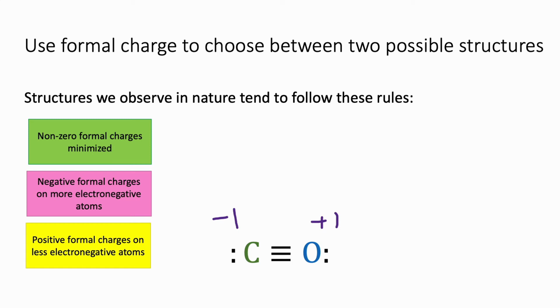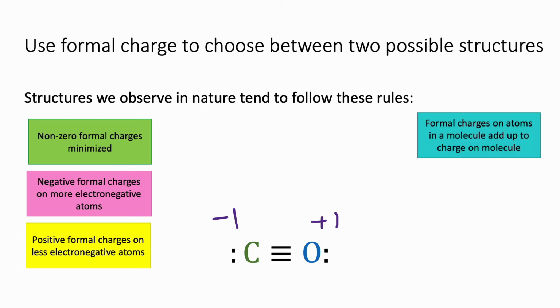Now, one thing I should add that is always true is that the formal charges on the atoms in a molecule add up to the charge on the molecule. So in this case, we have -1 plus +1 equals 0. And we have a neutral molecule. If you had an ion, the formal charges would add up to the charge on the ion.